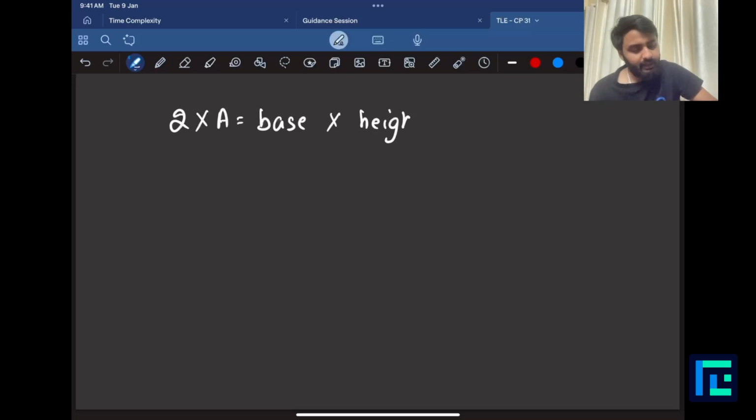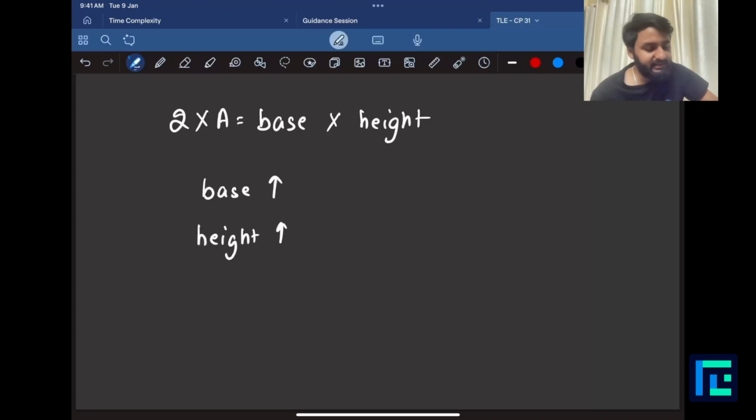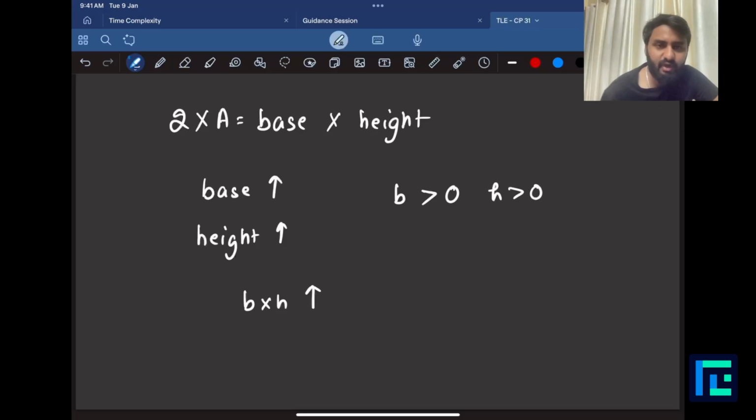Now, if I tell you that you have to maximize the product of two numbers, what is your first intuition? Just maximize the numbers. If I increase my base and I also increase my height, knowing that both of these numbers are greater than 0, then of course base into height will go even higher. That's very obvious. Let's say base right now is 4, height is 5. 4 into 5 is 20. Now let's say you increase the base. Base becomes 6. 6 into 5 is 30. Increased or not? Yes. This is a very good starting point.